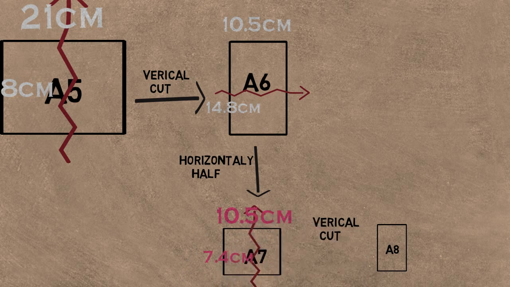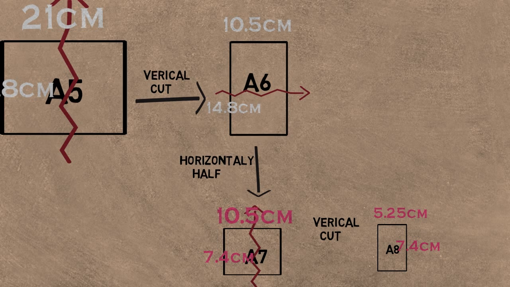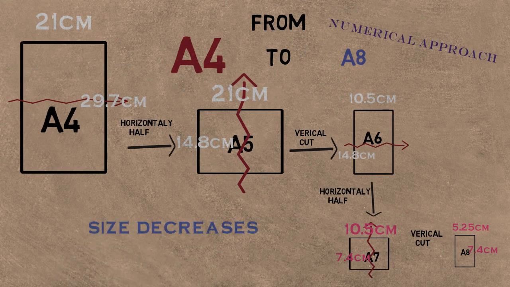And lastly, as we move from A7 paper to A8 paper, we make a vertical cut, so there is a decrease in width. So we divide the width of A7 paper by 2 in order to get the width of A8 paper. You can also see that the length and width of A7 and A8 paper are similar. So we leave the length of A8 paper the same as that of A7 paper. So this is how the size decreases as we move from A4 paper to A8 paper.